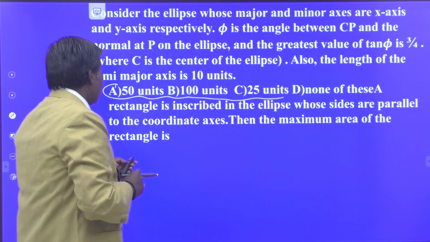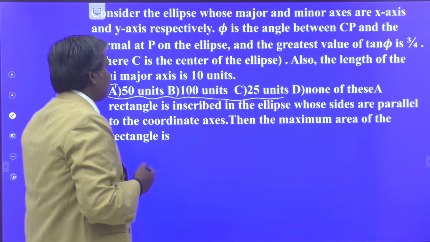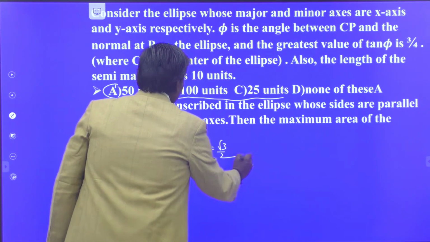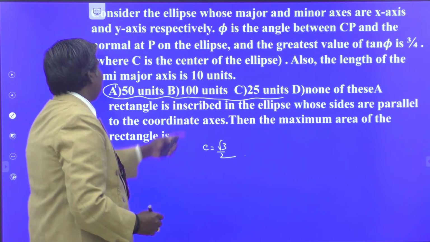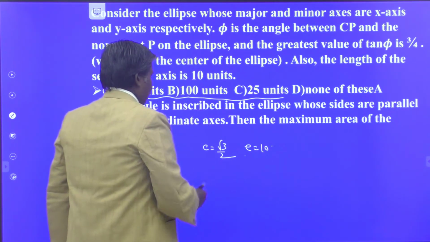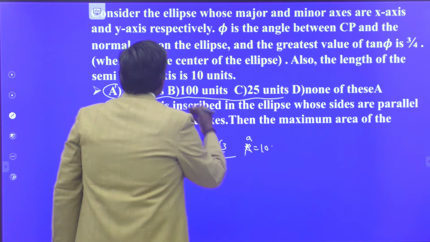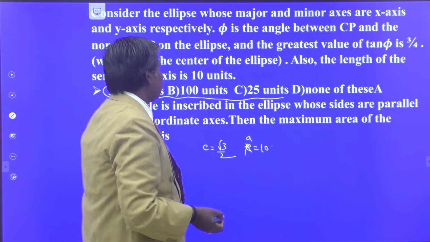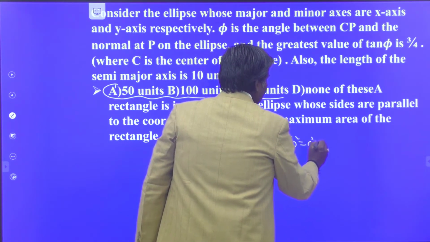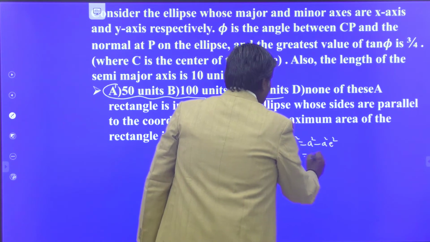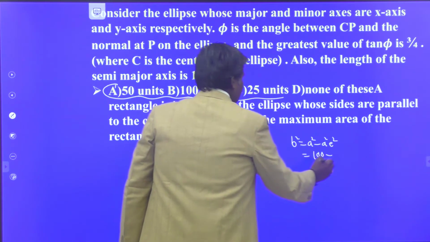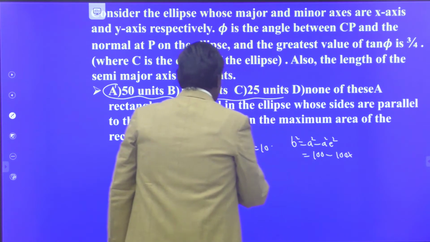That is the question. So in the previous question, what eccentricity did we obtain? Eccentricity e is equal to root 3 by 2, and A is also given to you. Semi-major axis A is equal to 10. We have B square is equal to A square minus A square e square. What is your A square? 100 minus A square means again 100 into e square, that is 3 by 4.